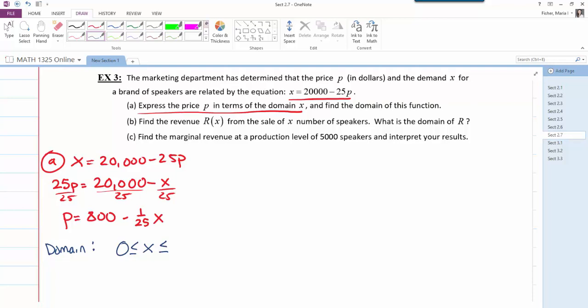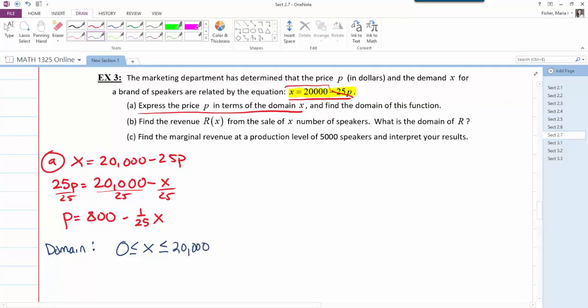Well, we go back to the original given equation to figure that out, because remember, P represents price. So if we set P equal to 0, this term goes away. If I make my price $0, which means the product is free, the most demand I'm going to get, because X represents my demand, is 20,000. So the domain of my function here is that X is between 0 and 20,000. So that's part A.